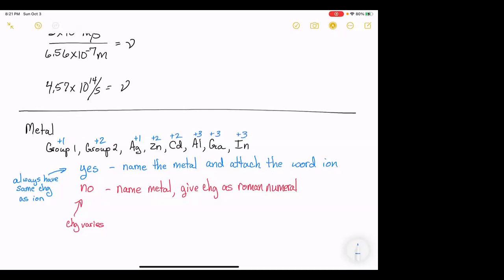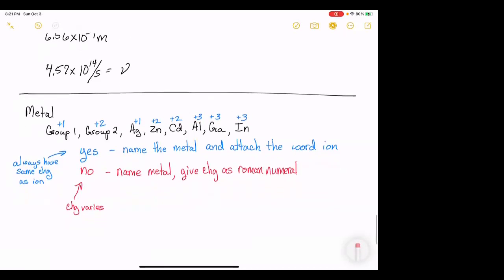They're always those charges. So if I say magnesium ion, magnesium is in group 2, and because I added the word ion to it, it means that it's Mg2+. So that is the naming of a metal.